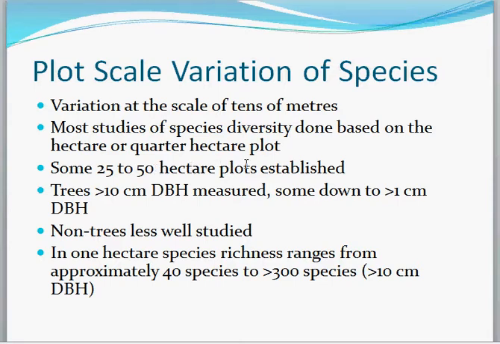It's mainly the trees which have been studied in a tropical rainforest, in recognition that it is the trees which are really the structural components and also the most economic components. Non-trees tend to be less well studied, and it's thought that the non-tree diversity is pretty much underpinned by, or reliant on, the tree diversity. So it's really the tree diversity which tends to be studied, and non-tree diversity is less well studied.